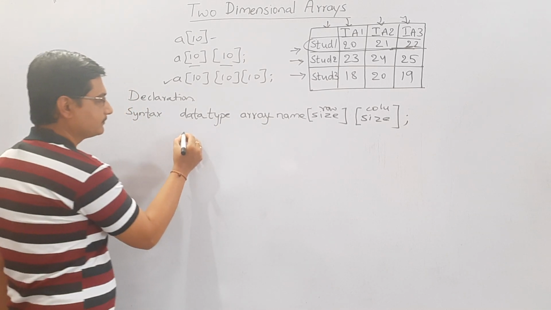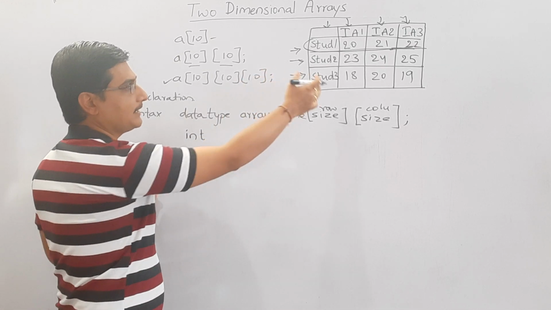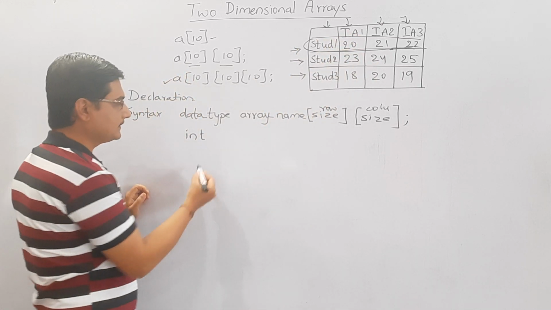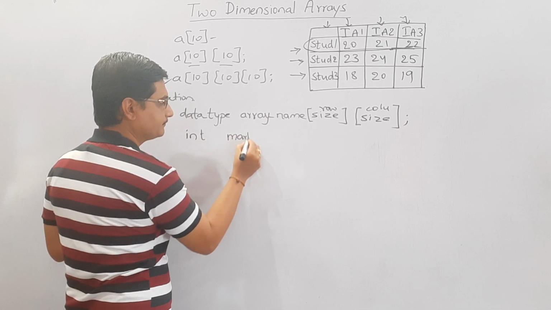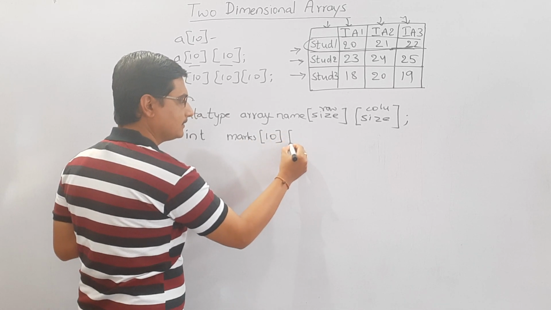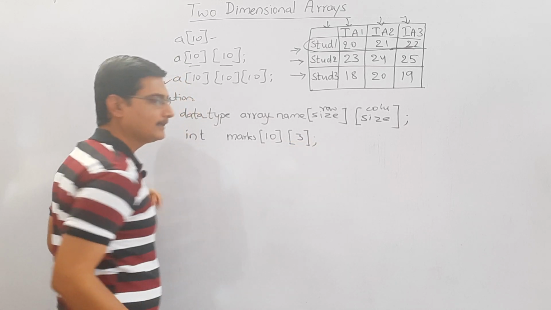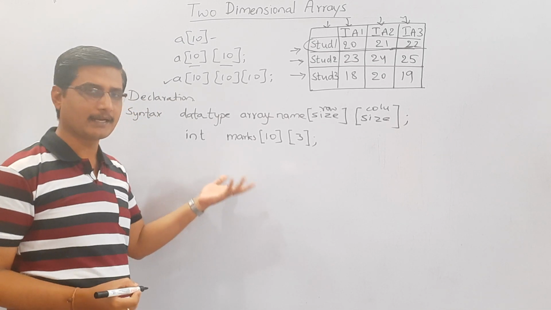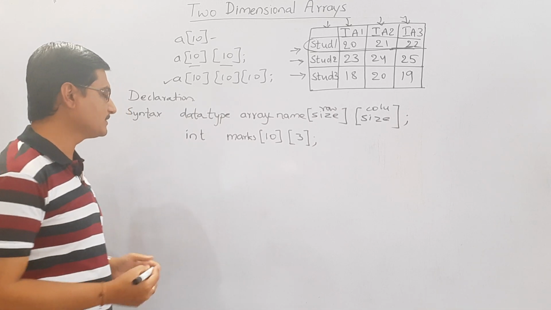This is the syntax of declaration of a two-dimensional array. For example, int, say where there are 3 rows and 3 columns. If we take only the data, say the array name is marks. If I want to have 10 students and 3 internal marks, then I can declare the array like this. This is an example. It can be double, float, character, whatever. Then it is the declaration of a two-dimensional array.